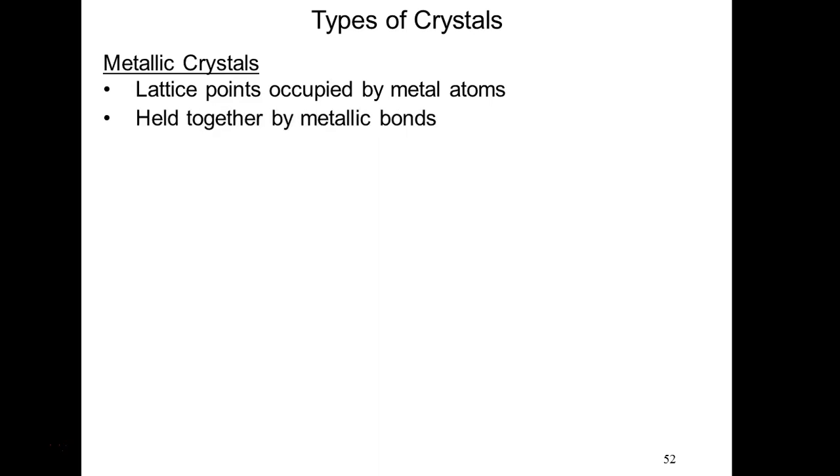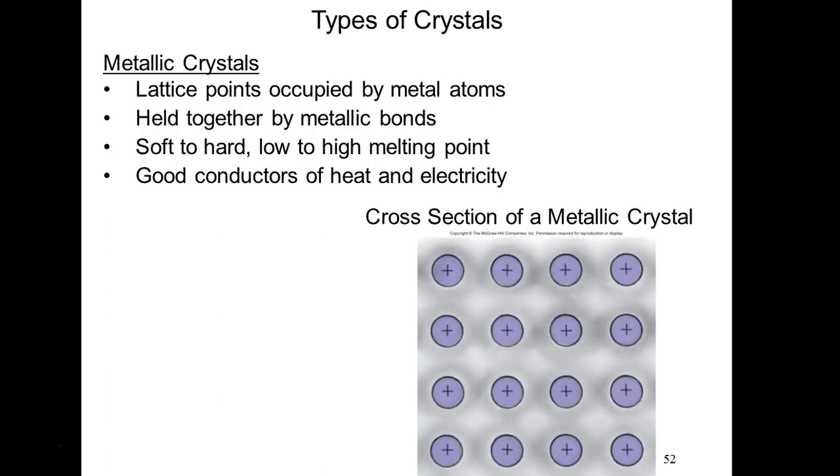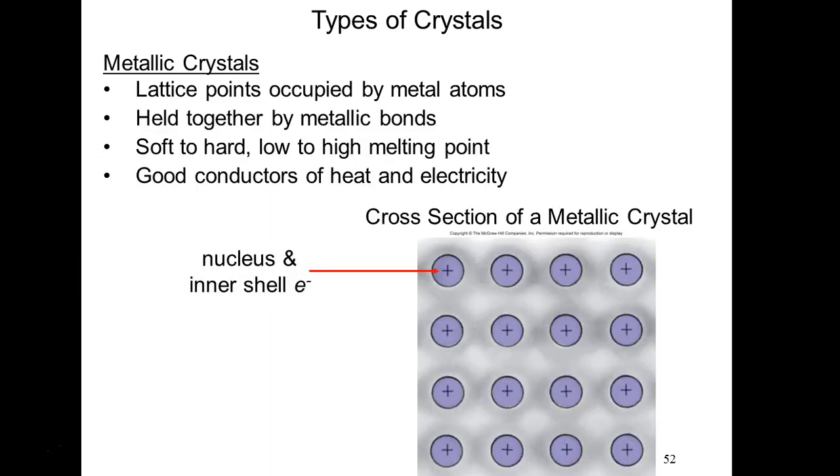The last type of crystal is a metallic crystal. Each lattice point is occupied by atoms, but they're metal atoms. Metal atoms have free-floating electrons, so you form electron clouds between these lattice points. And so you get a range of properties from soft crystals to hard crystals, and from low to high melting points. But for sure you're going to get good conductors of heat and electricity because of those free-floating electrons. Examples of metallic crystals would be any metal.